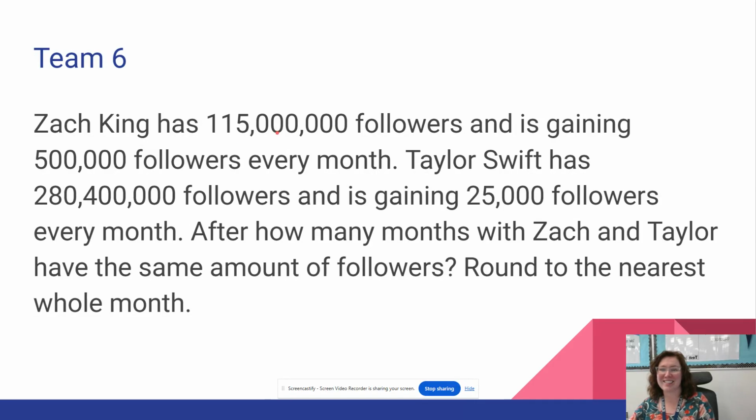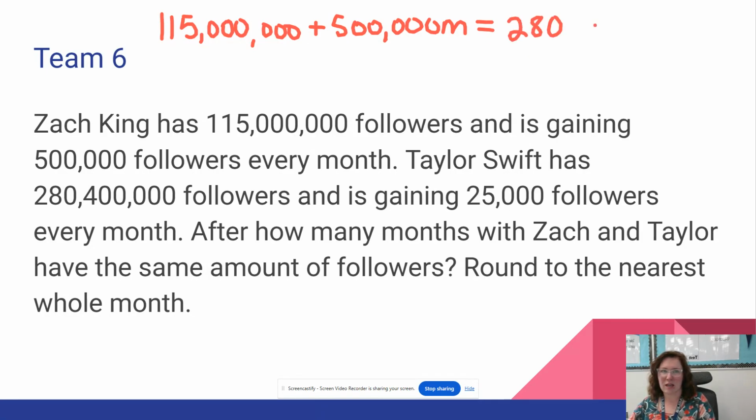Zach King has 115 million followers, and is gaining, okay, this is going to be quite the equation, 115,000,000, and is gaining 500,000 followers every month. Taylor Swift has 280,400,000 followers and is gaining 25,000 followers every month. After how many months will they have the same amount of followers? Round to the nearest whole month.